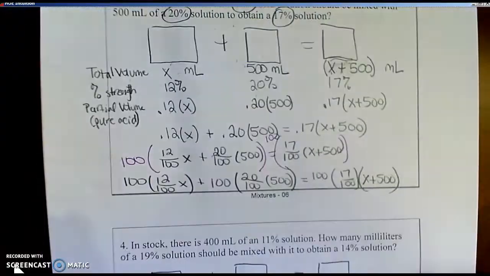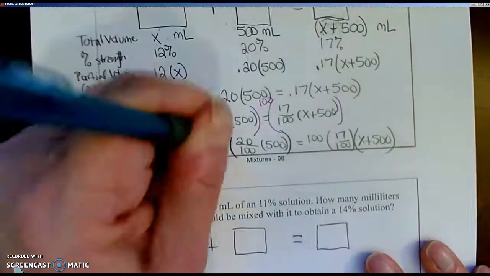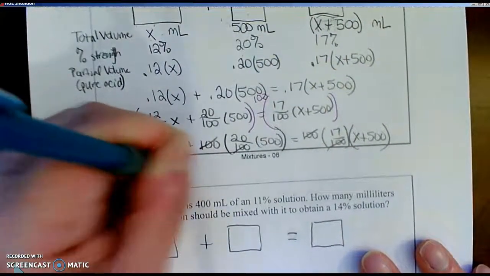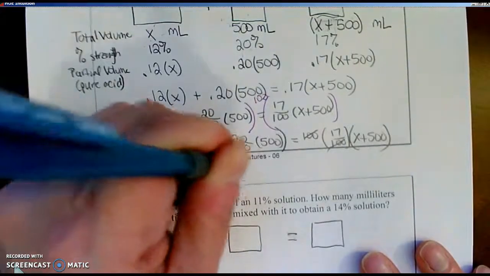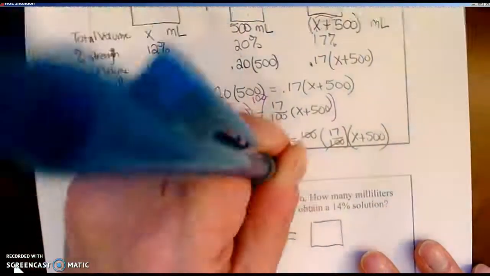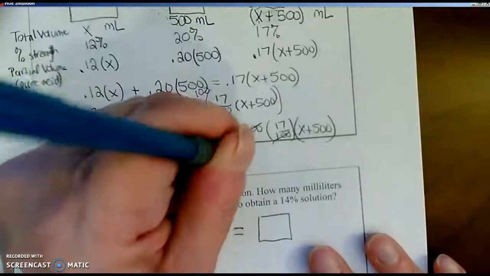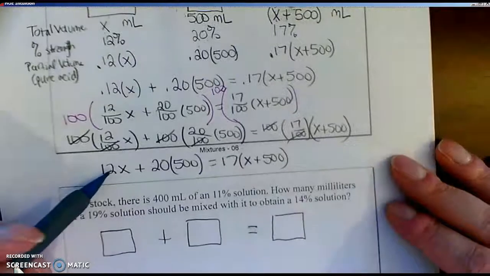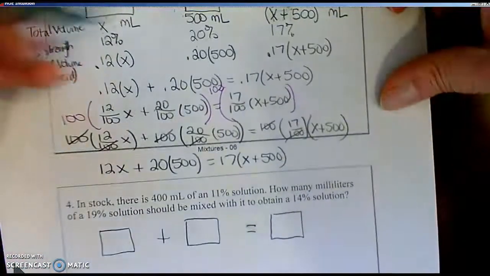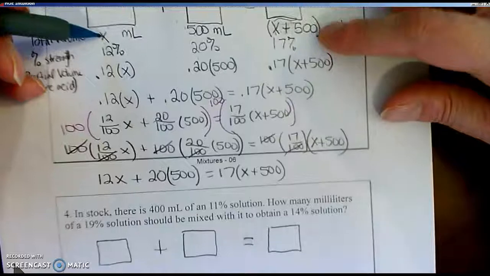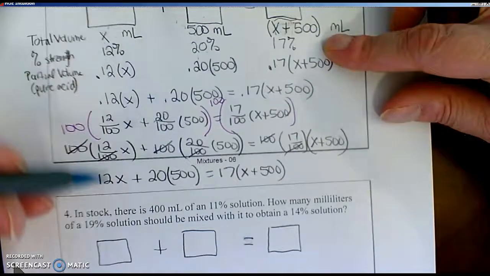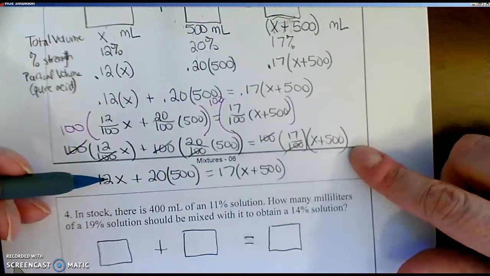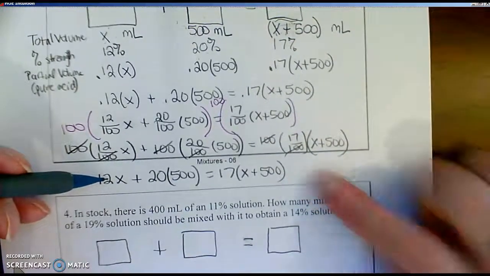What that does is it cancels out the hundreds, and we end up with the much easier equation, 12x plus 20 times 500 equals 17 times x plus 500. So we can actually jump from the step with the x's and the percentages down to here. We didn't even have to do those steps. We can just jump right to this step, and it makes it a lot easier.